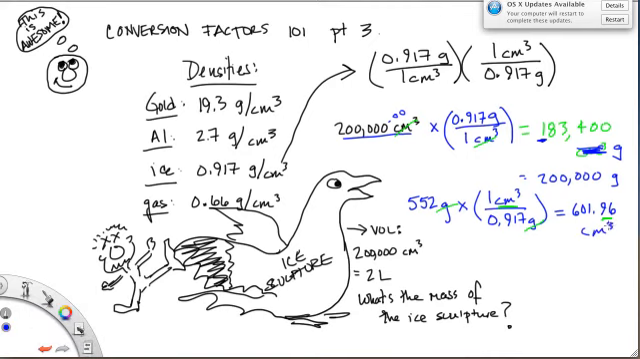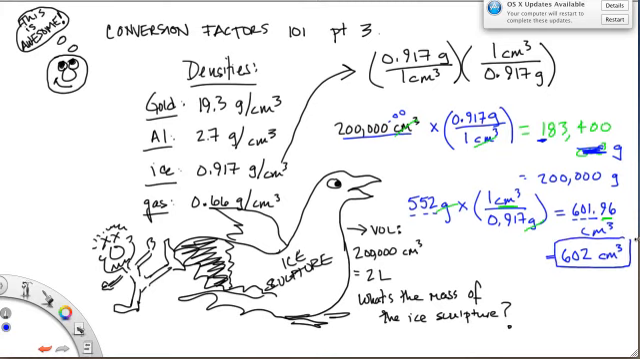How many sig figs do I need? Well, here I have 3 sig figs. So my answer has 3 sig figs. How do I round this to 3 sig figs? I need these 3 number places. I look at the next number. It's greater than 5, so that means this guy, the 1, needs to round up. So 601.96 rounds up to 602 centimeters cubed.